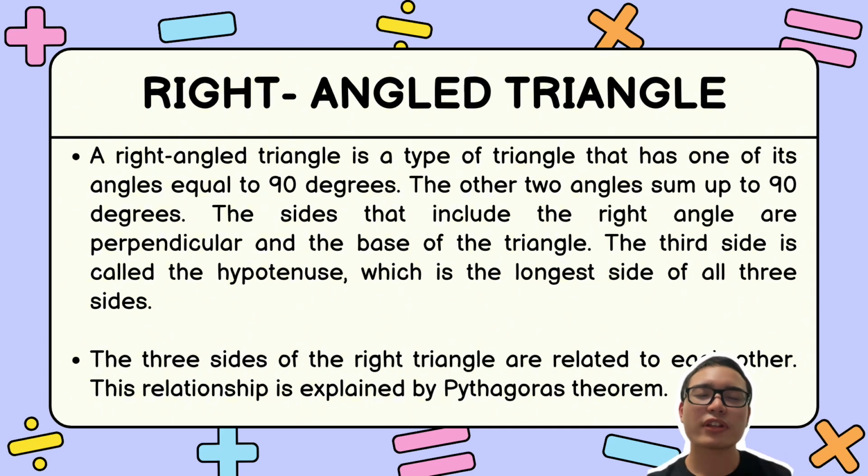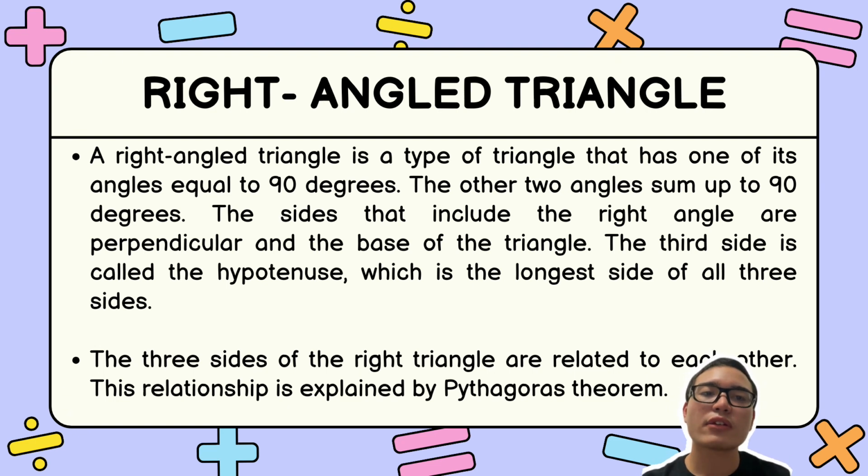A right angle triangle is a type of triangle that has one of its angles at 90 degrees, and the other two angles sum up to 90 degrees. The sides that include the right angle are the perpendicular and the base of the triangle. The third side is called the hypotenuse, which is the longest of all three sides.